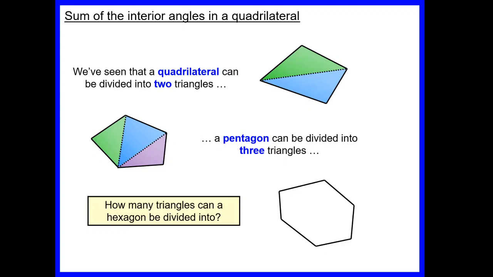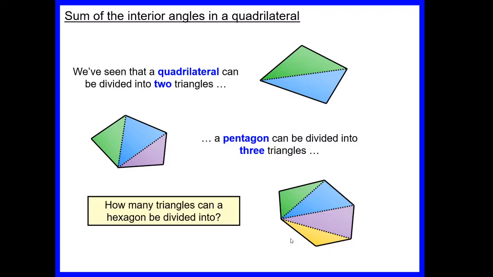So again, let's start at one vertex and go from there. And you can see that we've split it into 4. Now hopefully we can see there's a relationship between the number of sides our shape has and how many triangles we can split it into. Our quadrilateral had 4 sides and we created 2 triangles. Our pentagon had 5 sides and we've got 3. And our hexagon had 6 sides and we've got 4.